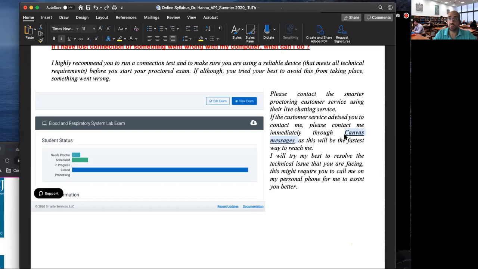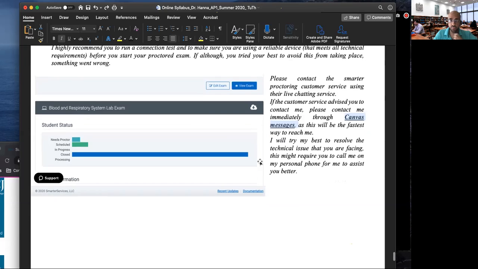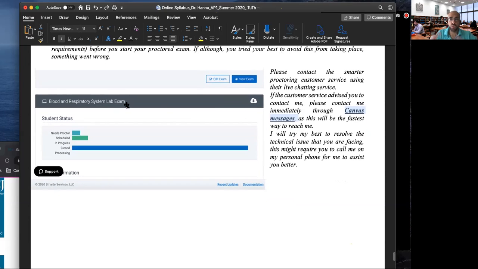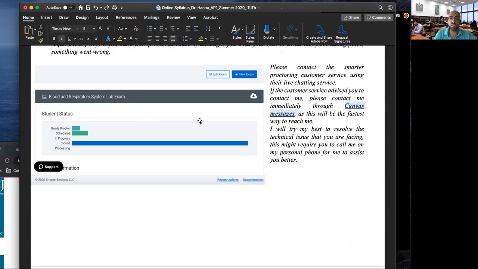For me also to check what course you are enrolled in, for me to have better access to your grades, for me to see what's going on directly on Canvas. All right, I don't have to shuttle between multiple platforms. All right, so again, what is the best way of contact? What is the best way of contact? Anybody still here? Best way of contact? Canvas messages, exactly.